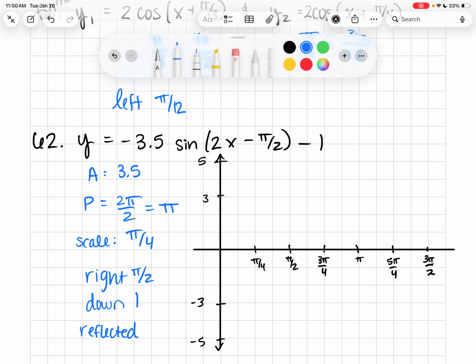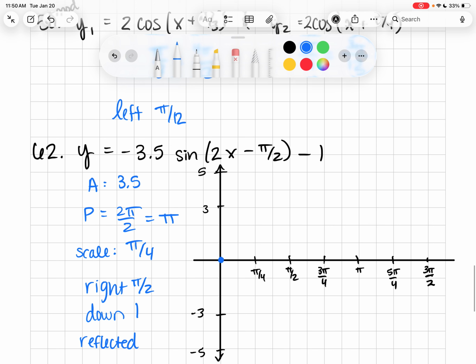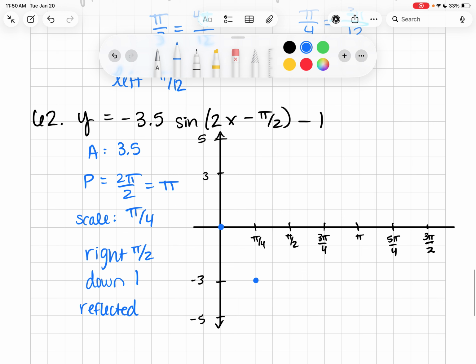All right, so this is sine. Where does sine start? At the origin, and then it normally goes up. Okay, if I'm going to do my reflection initially, I'm going to start at the origin still, but I'm going to go down. So at pi over 4, negative 3 is my next point. Now, I thought it was 3.5. Thank you. It is 3.5. This is what happens when I don't put the markings on there.